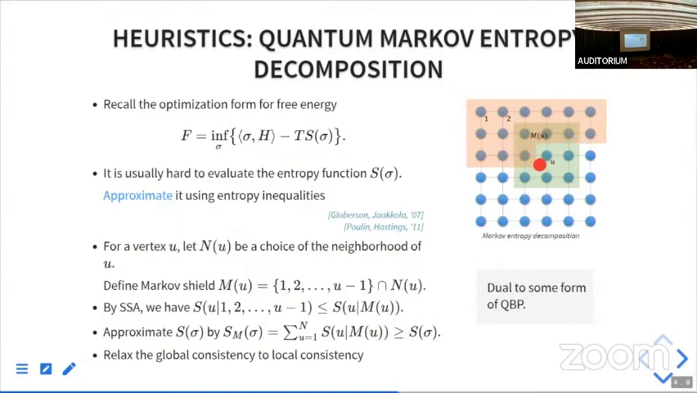It is of bounded size, right? And you can approximate this entropy as this summation here, which only depends on a very small region of the system. You also need to do some relaxation of the global consistency to local consistency. You derive what is called quantum Markov entropy decomposition. Classically people considered this, and Poulin and Hastings studied this quantum generalization in 2011.